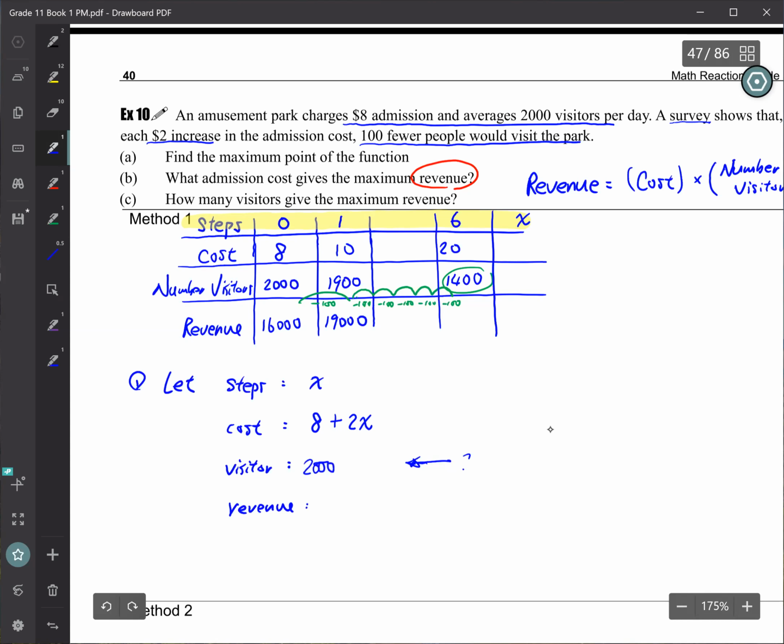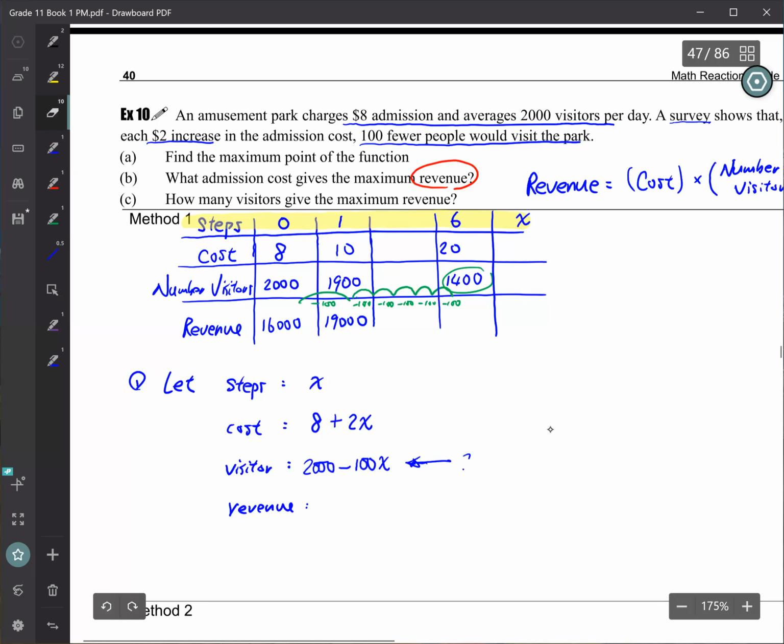And then each time when we change the price, will the visitor increase or decrease? Decrease. So what do we need to put? Minus 100. Yeah, minus, right? Minus 100 every time. And then so you put 100 times x. X will be the number of 100 you minus. Got it? Okay.